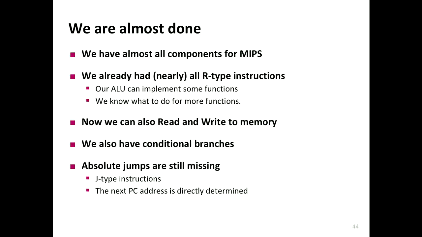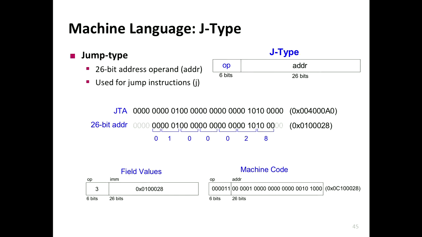So we're almost there. With the branch control signal, we also have conditional branches that you can implement. But still, we do not have absolute jumps, which are unconditional. The opcode looks something like this.